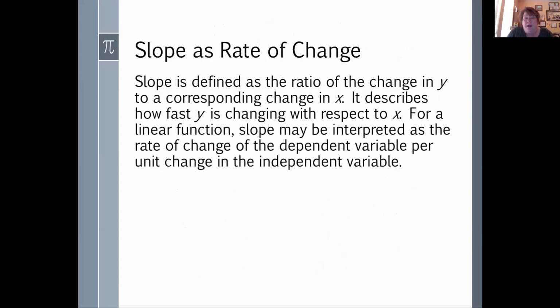All right, slope as a rate of change. Slope is defined as the ratio of the change in y to a corresponding change in x. It describes how fast y is changing with respect to x. For a linear function, slope may be interpreted as the rate of change of the dependent variable per unit change in the independent variable. The dependent variable, we typically use the variable y to describe the dependent variable, and the independent variable, we typically use x to describe the independent variable.